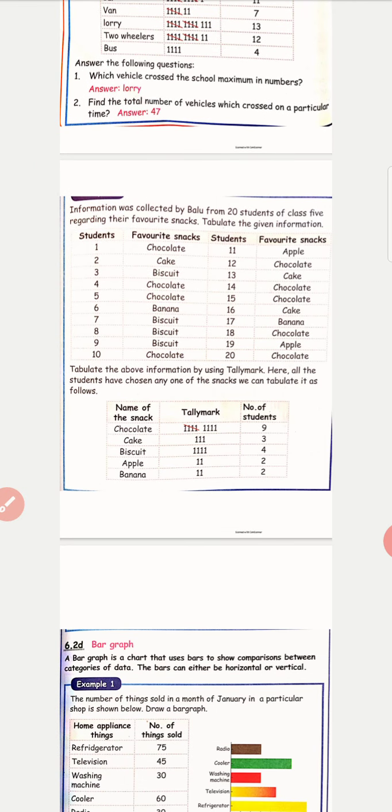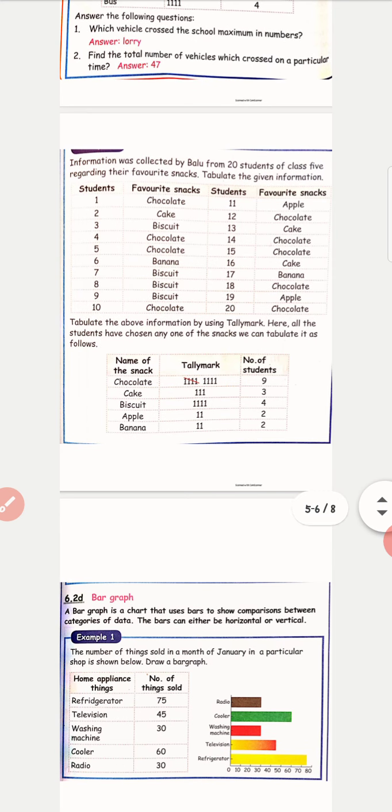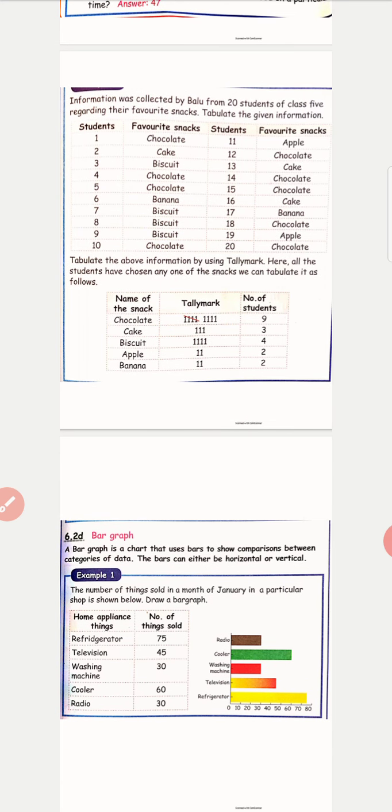Information was collected by Balu from twenty students of class five recording their favourite snacks. The table gives the information. So totally three students' favourite snack items are given. So how do you put the tally mark? First you write the name of the snack, next the tally mark, next the number of students. So what are the snacks? Chocolate, cake, biscuit, apple, banana. So next you put the tally mark.